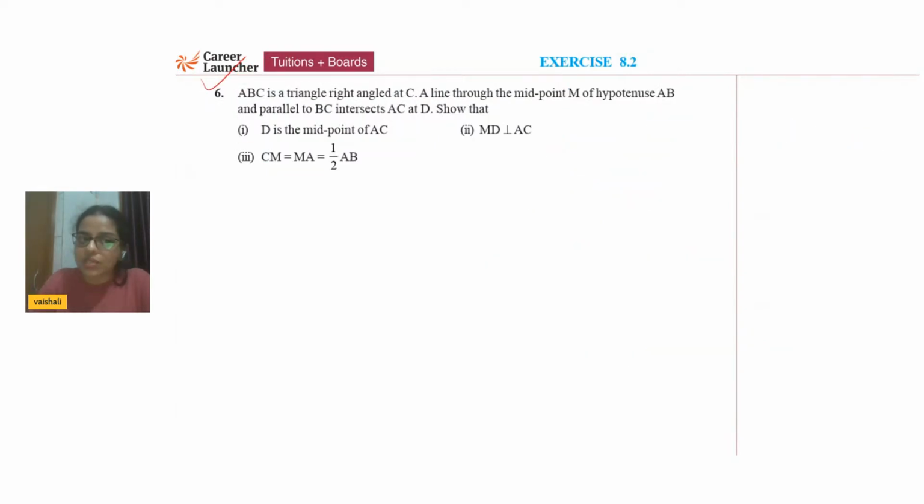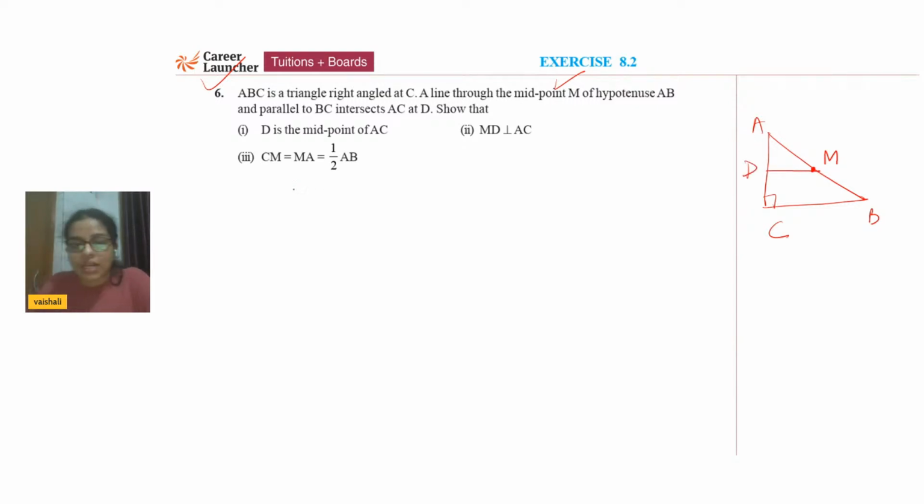This is the last question of the exercise. So in this question we are having ABC is a right angle triangle. So ABC, this is my triangle. Over C we are having the 90-degree and AB. A line is drawn through the midpoint M of the hypotenuse AB. So I am having a point M which is the midpoint of AB and is parallel to CD. This is fine.